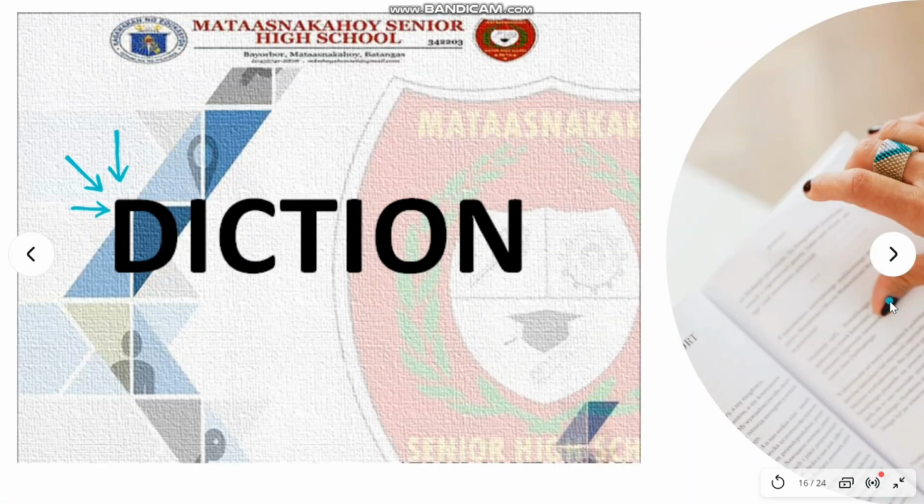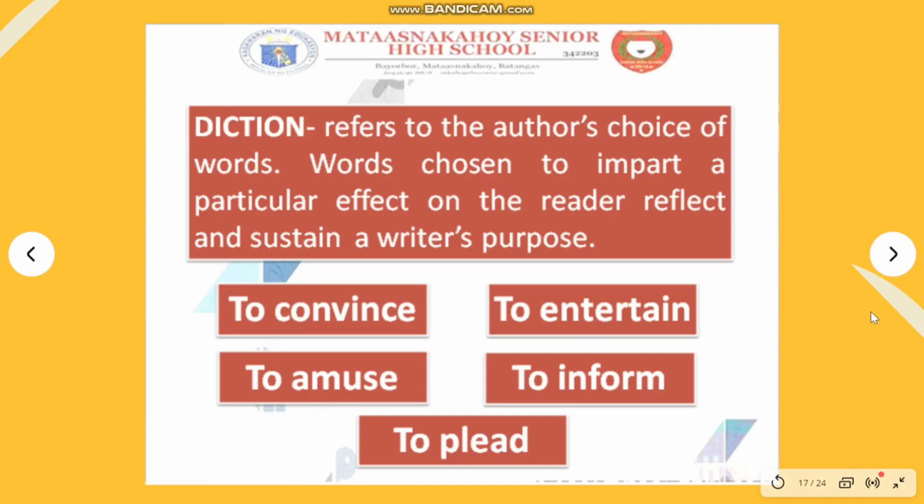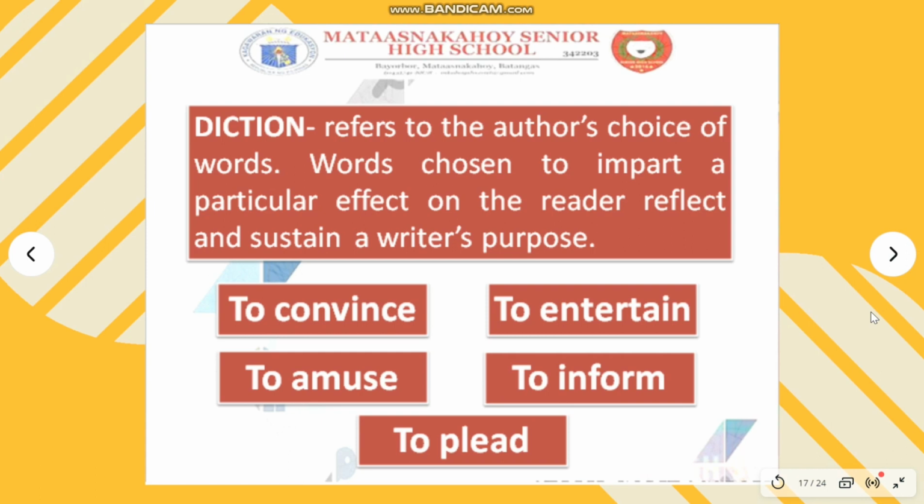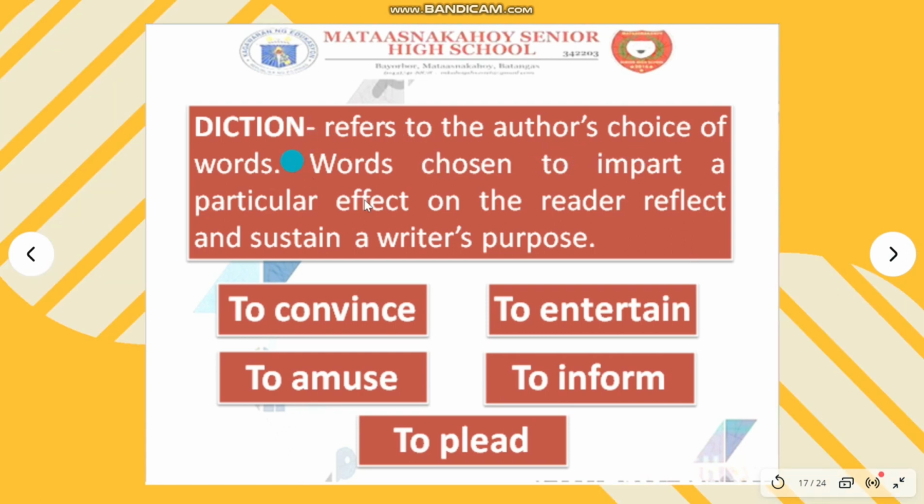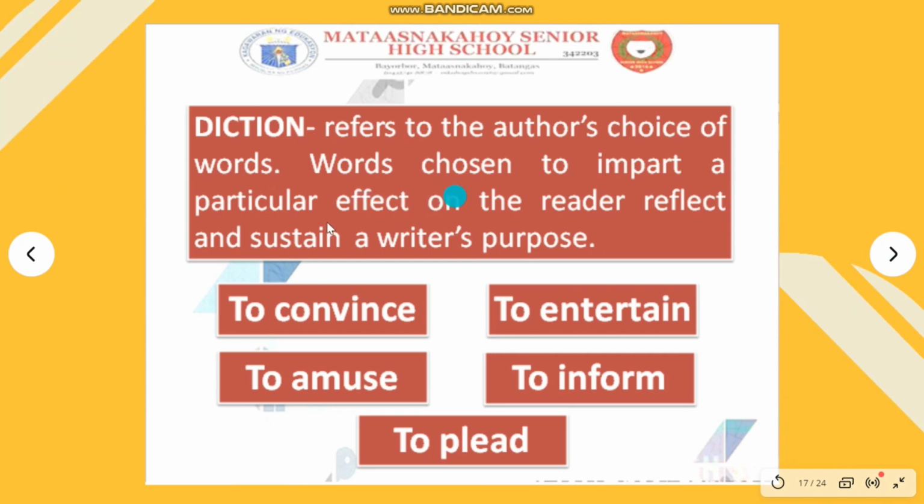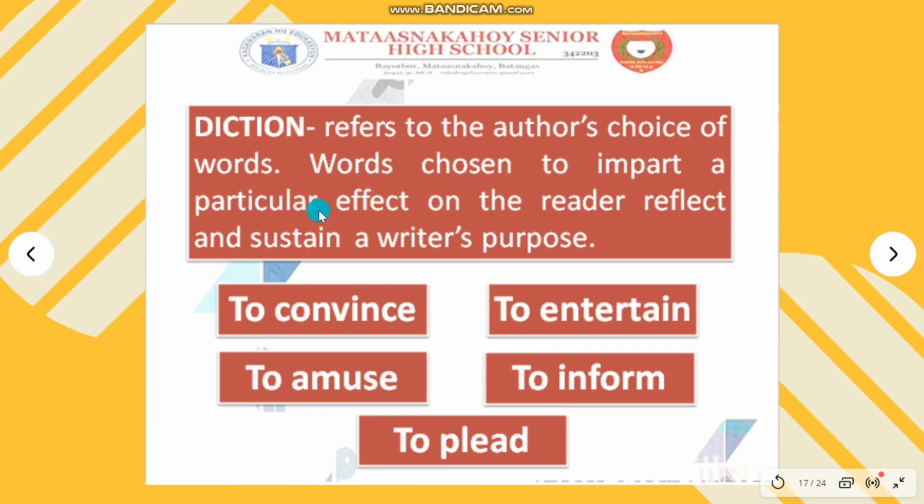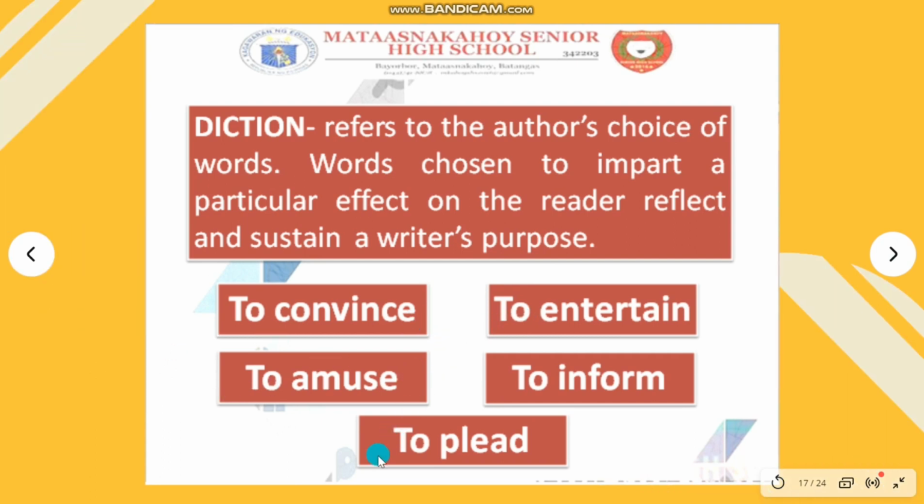Now we shall proceed to diction. Aside from the definition found in your module, diction refers to the author's choice of words. Words chosen to impart a particular effect on the reader reflect and sustain a writer's purpose. And what are the writer's purposes? These are to convince, to entertain, to amuse, to inform, and to plead.